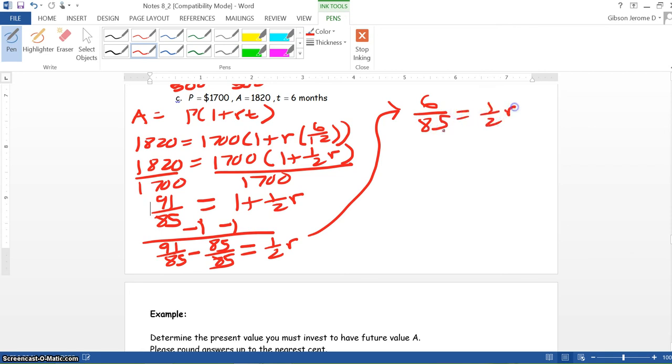to 1/2 R. Now we need to multiply each side by the reciprocal of 1/2, which we know is 2 over 1. So 2 times 6 is 12, 1 times 85 is 85, equals, these two simplify out and leave you R. Now you put this in your calculator, it will give you approximately 14.1% will be your rate. And that is your final answer.